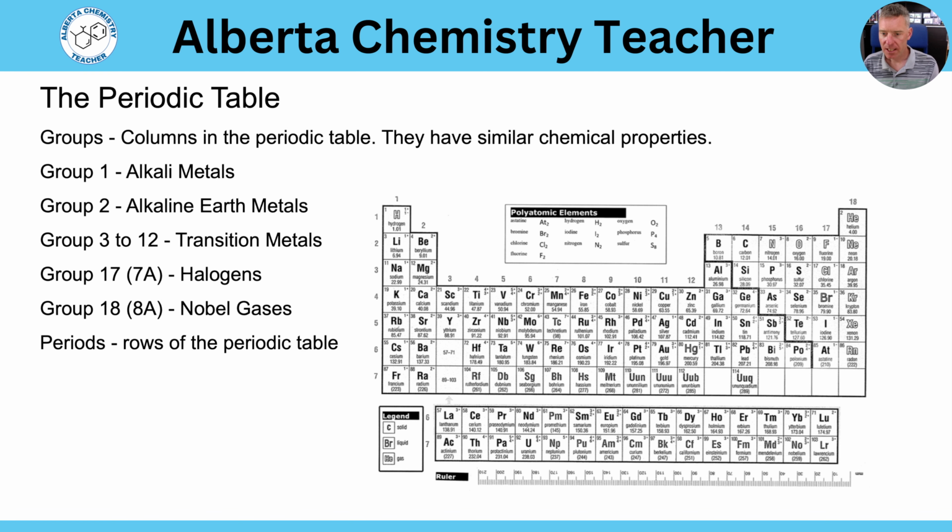So where we're heading next is naming ionic and molecular compounds. Before we get there, we're going to have a lesson reviewing the periodic table and talking a little bit about bonding and why we have these two distinctive sets of naming rules.